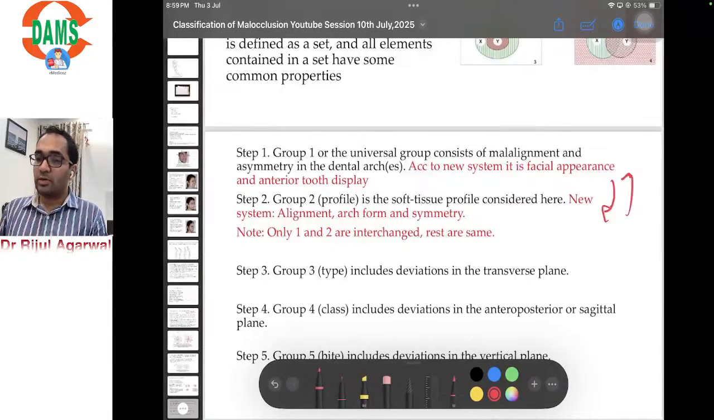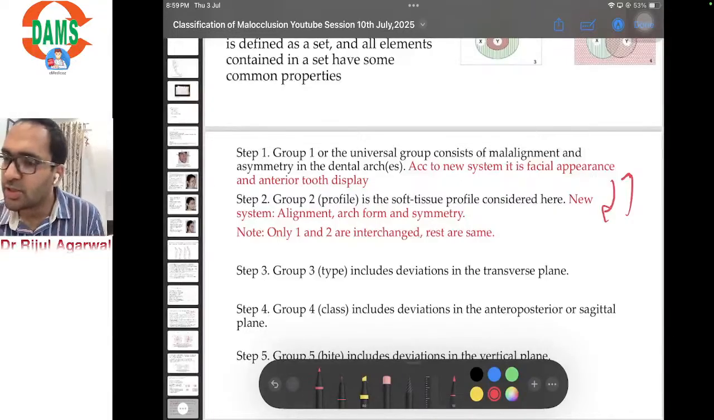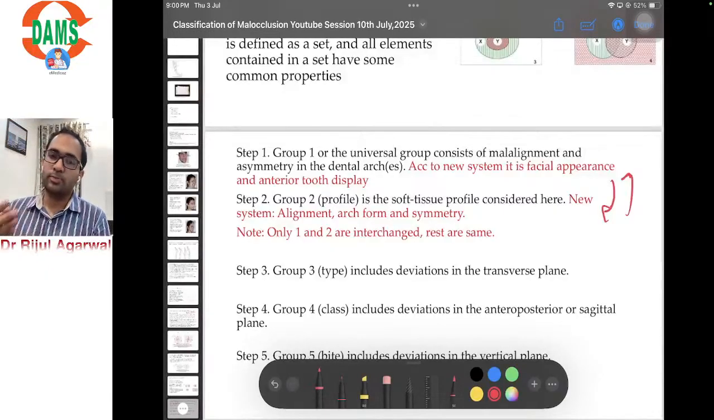Some institutes said it like this, and my students started questioning me, so I had to correct them by giving references from the newer edition, the 6th edition of Proffit, to clear their doubt.